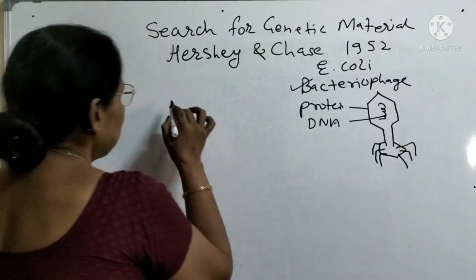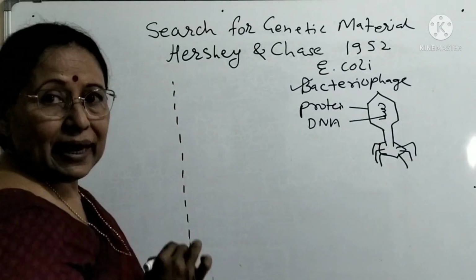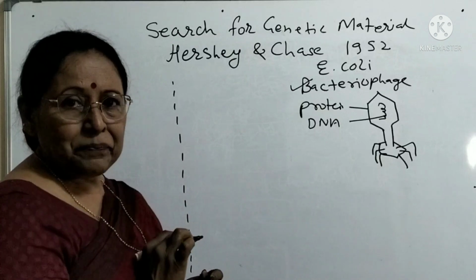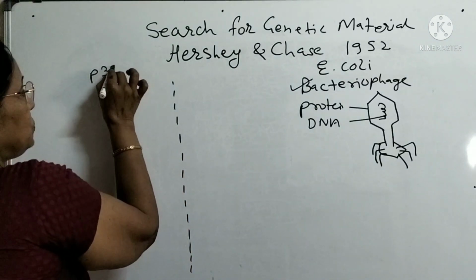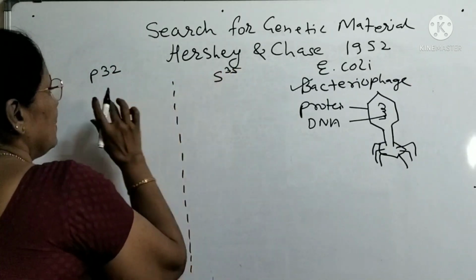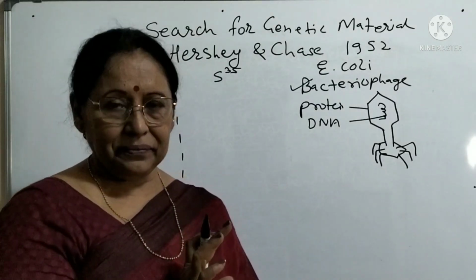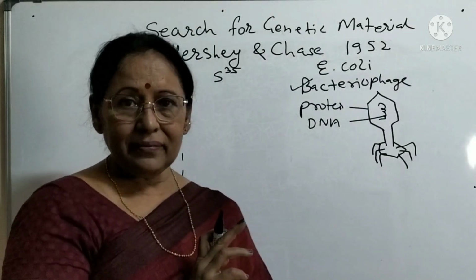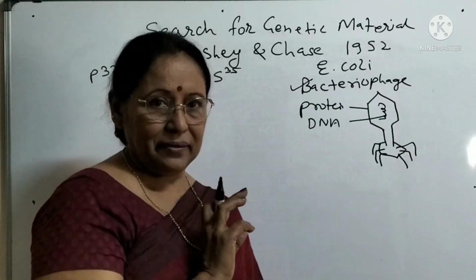Now what they did, they prepared two sets of bacteriophage. One they grew in P32, another in S35. P32 and S35 both are radioactive.